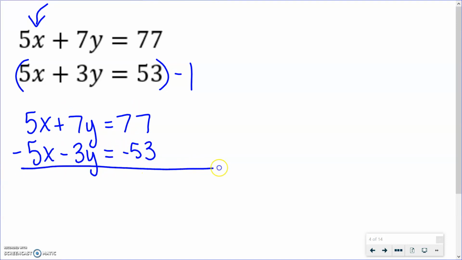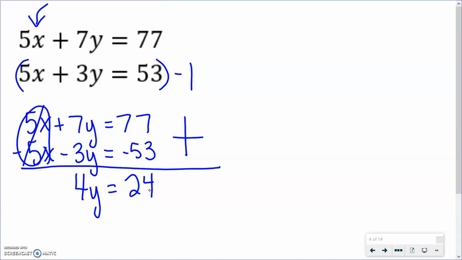Now, again, at this point, I'm just going to turn it into a giant addition problem. 5x plus -5x, those eliminate, those cancel out. That is what we want to happen. 7y minus 3y, or 7y plus -3y, is 4y. And 77 plus -53 is 24.